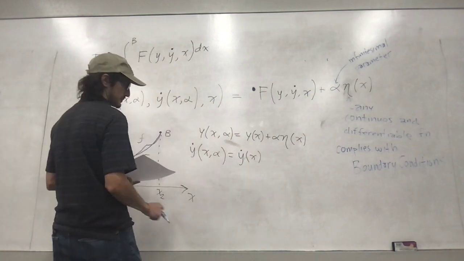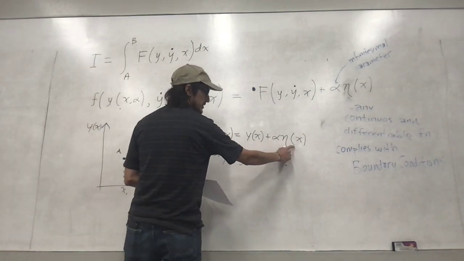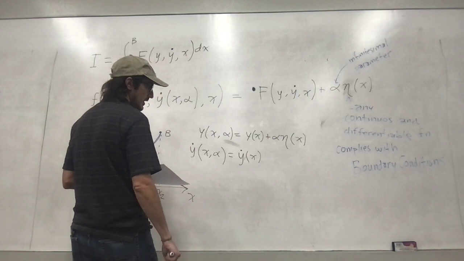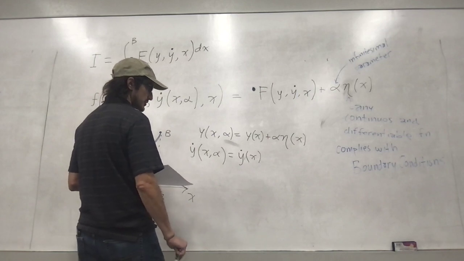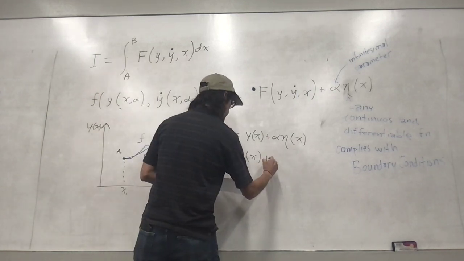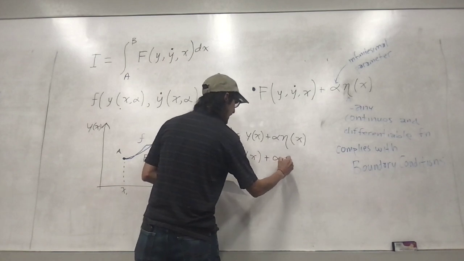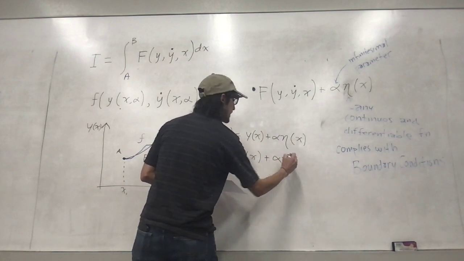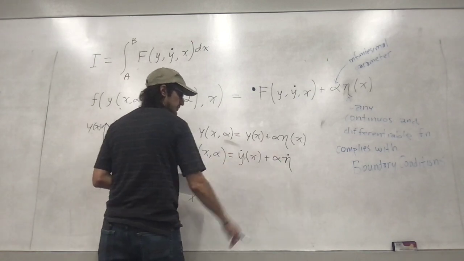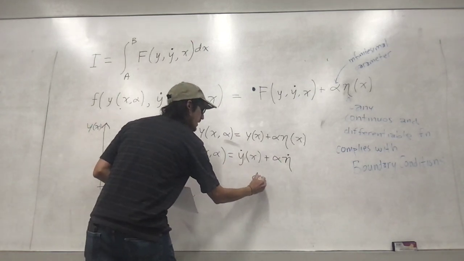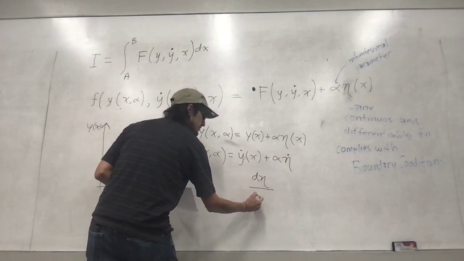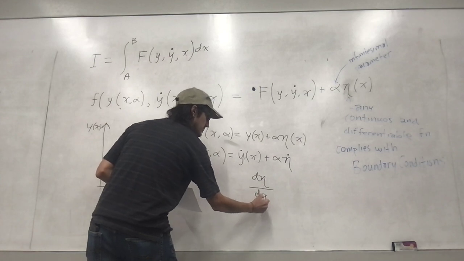And this one, alpha is a constant, but eta depends on, it's a function of x. So this is going to be eta dot. Remember that the dot stands for the derivative of eta with respect to x.